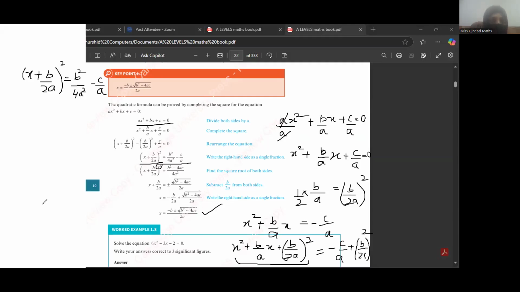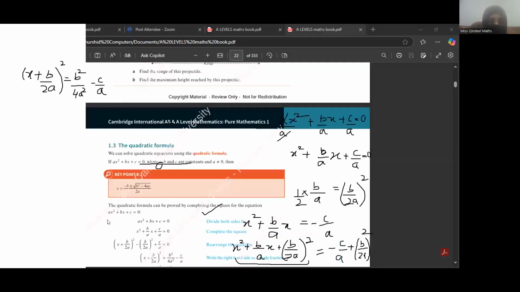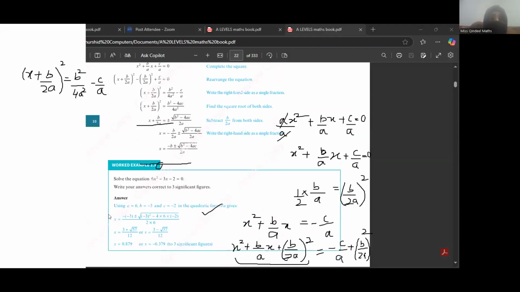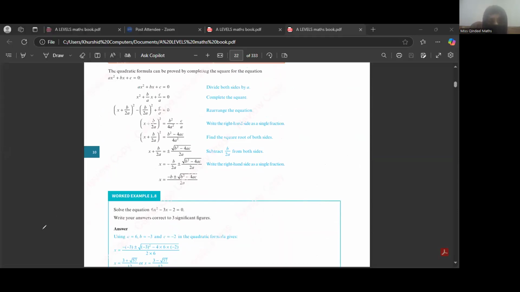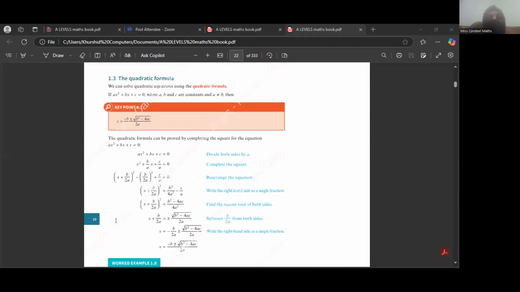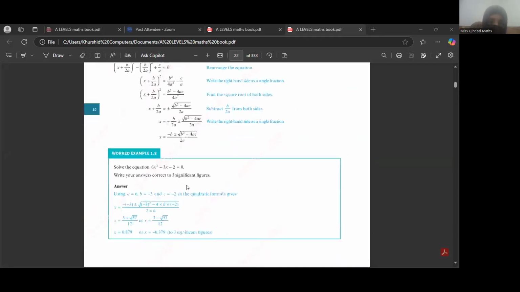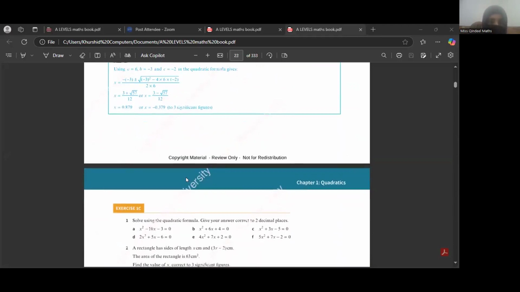So this is called the quadratic formula. Just a minute, I have to clear this again. Okay. So this formula is called the quadratic formula, and whenever we have any quadratic equation, we can just apply that formula and we will find the solution. So let's see an example.